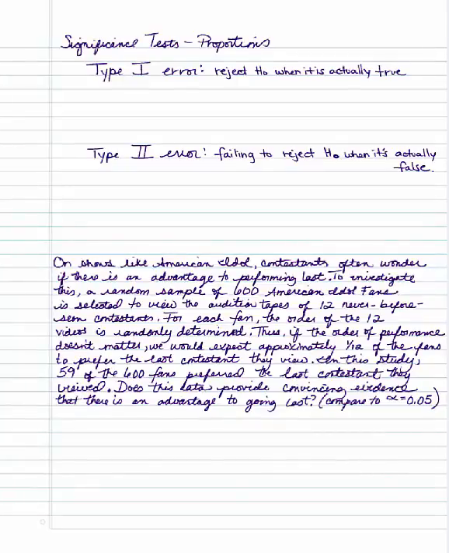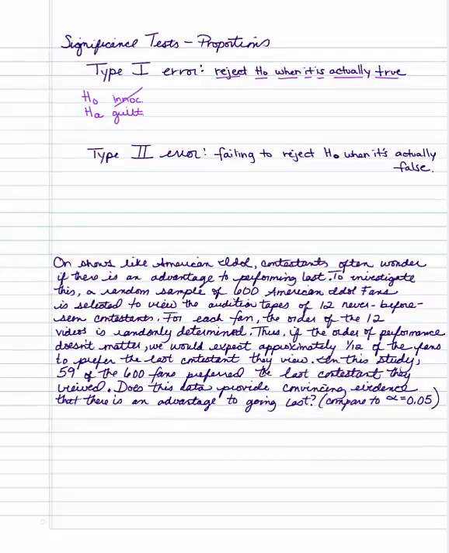A type 1 error is rejecting the null hypothesis when it is actually true. So when we state our hypotheses, both our null and our alternative, this was their innocence, we were thinking, and this is their guilt. Rejecting the null hypothesis when it's actually true would be like saying someone is guilty when they actually were innocent.